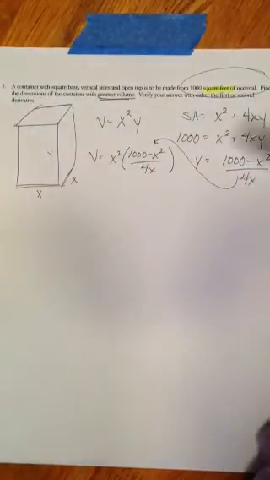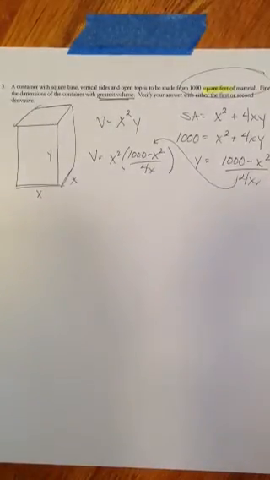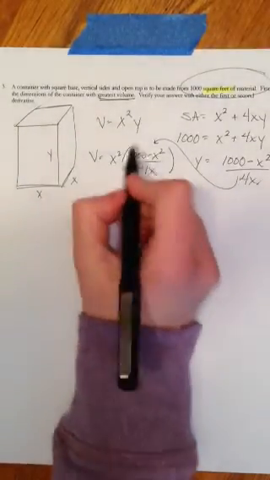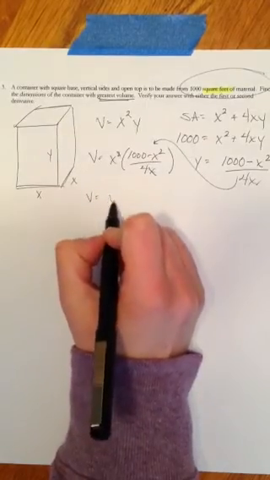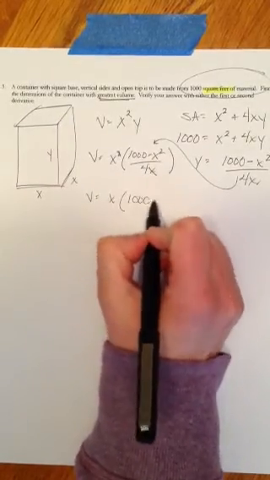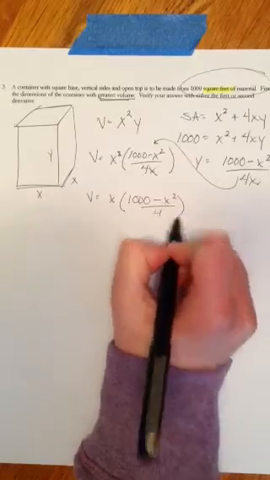This is me solving for y. Subtract x squared, divide by 4x. I'm subbing that into my volume formula. I want to simplify. I'm going to cancel out that x right there. So I've got volume equals x times (1,000 minus x squared) over 4.